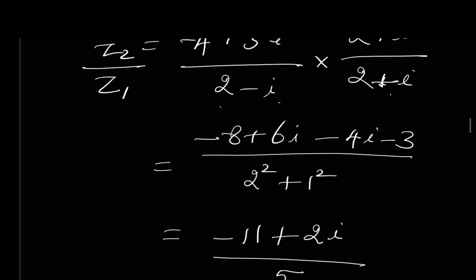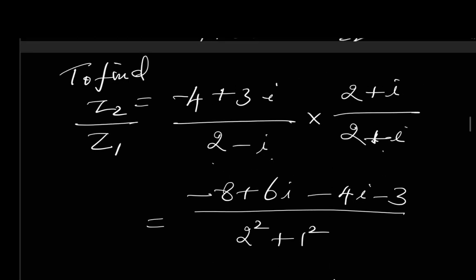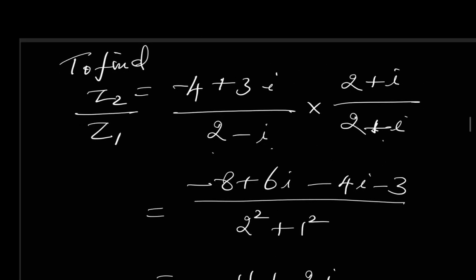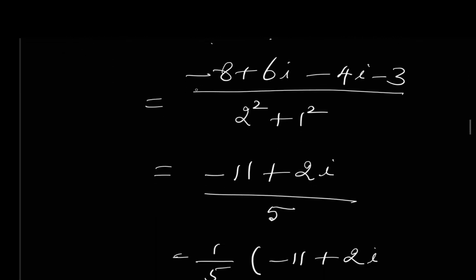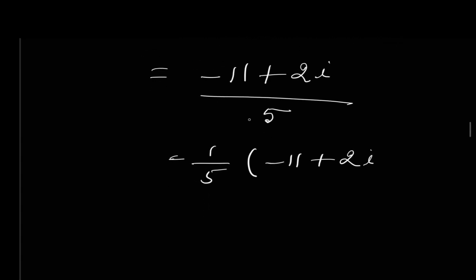So denominator a square plus b square: 2 square plus 1 square. And then here numerator minus 8 plus 6i minus 4i, i squared is minus 1, minus 3ia. So minus 11 plus 2i by 5. So 1 by 5 times (minus 11 plus 2i). This is the answer. Thank you.